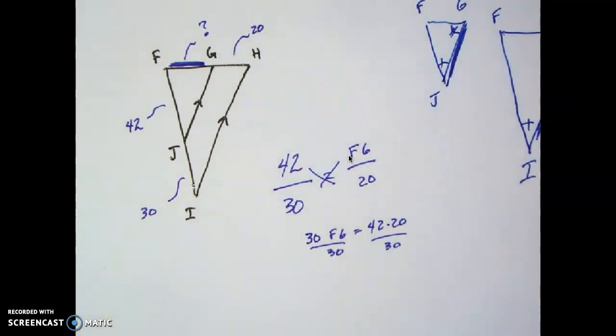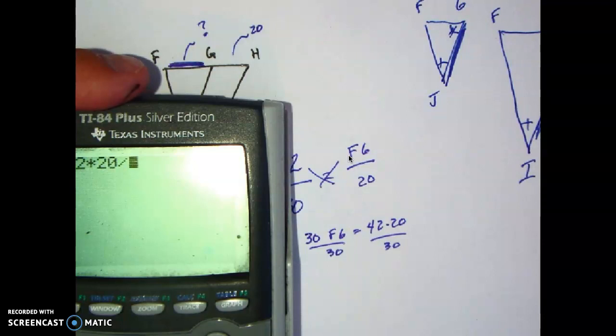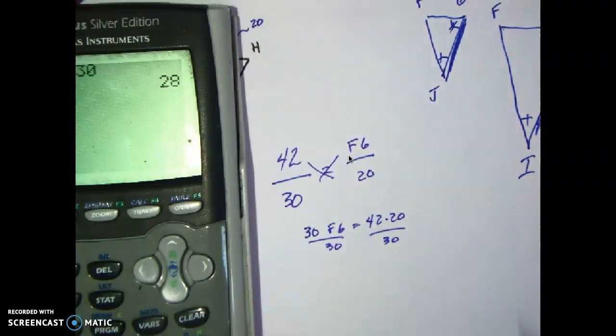Now we use our handy dandy calculator. So I'm going to have 42 times 20 divided by 30. And we find that segment FG is 28.